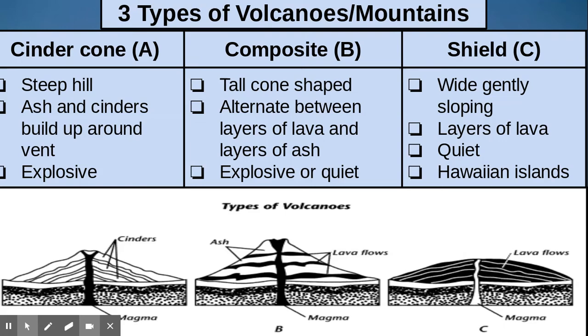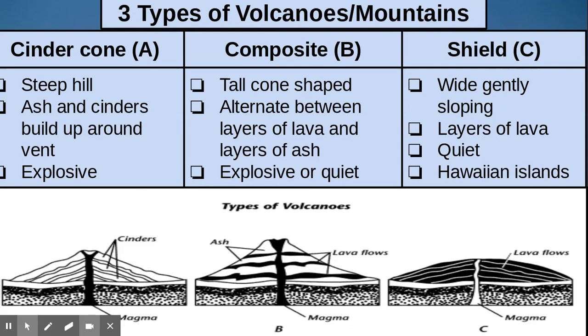You're going to see it's going to get a little bit taller. It's going to be a little cone-shaped, and it's kind of the mix between the two. So it's going to alternate between layers of lava and layers of ash. So depending on whether it's the layers of lava, which will be quieter, or the layers of ash, which are more explosive, it kind of goes back and forth between the two, which is where you're kind of getting more of that height. And then C there is going to be the shield volcano.